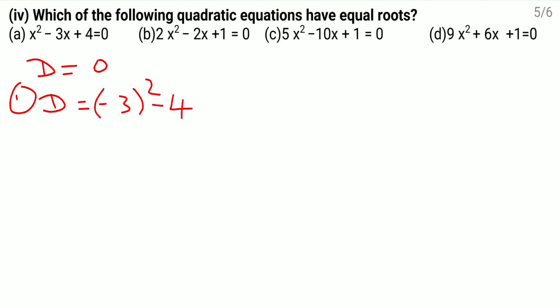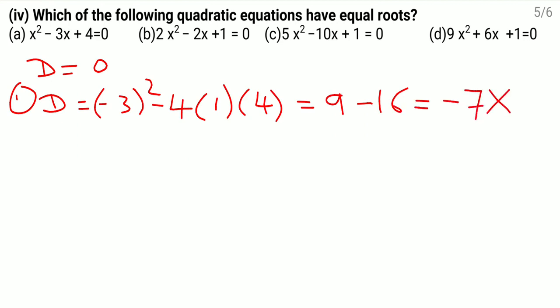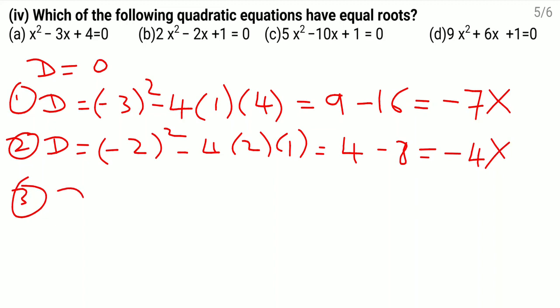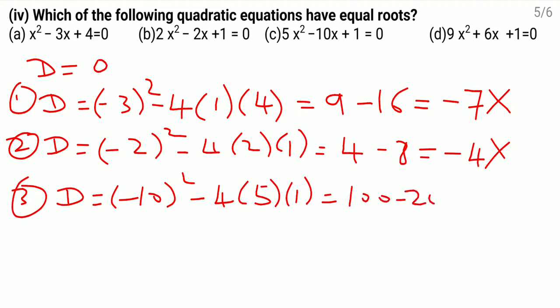Minus 4ac, which is equal to 9, 4 fours are 16, minus 7, which is not correct. Second one, D is equal to, once again, b square minus 4, a is 2, c is 1. So here 4 minus 8, once again I get minus 4, which is not correct. Third one, D is equal to minus 10 square minus 4ac. So here 100 minus 20, which comes as 80. This is also not correct.